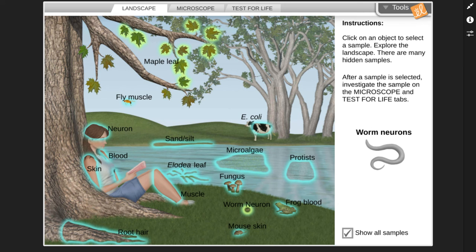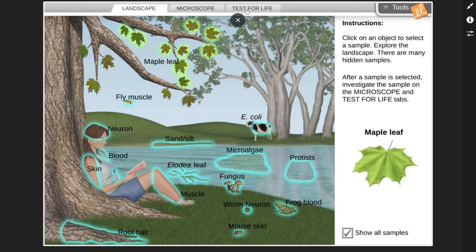You're going to do this now for the maple leaf. You're also going to make sure that you do that in the light and the dark. You're also going to do that for the E. coli, the fungus, the human skin over here, the maple leaf, which you've already done. So you just have to fill that in again on your chart. The root hair, which remember is underground, the protists, and sand and silt.